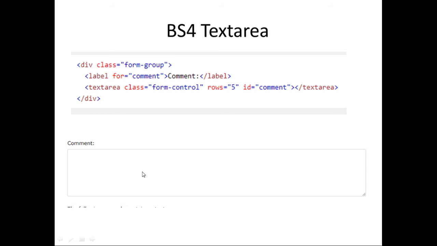We also have the text area. So how do we create a text area? Again, we have the wrapper class, form group, then label for comment, and then instead of input, we use textarea, slash textarea. Then we can specify the number of rows. Then again, class form control and the ID of the element.